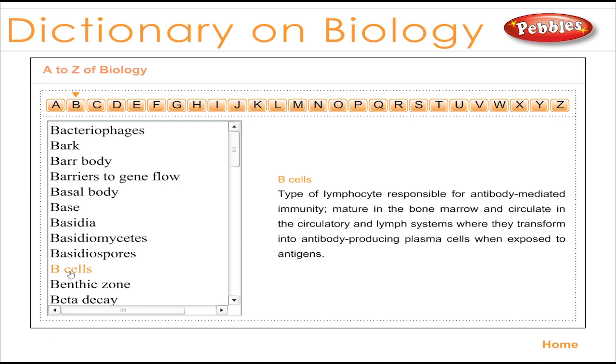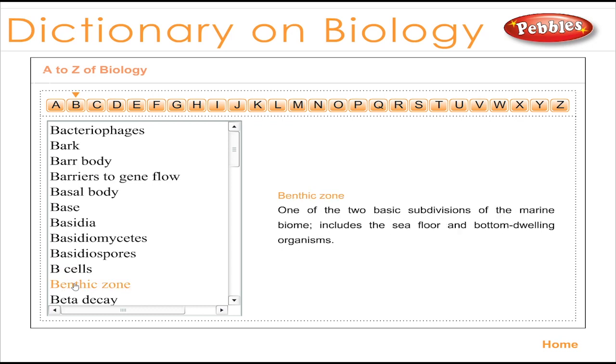B cells, types of lymphocyte responsible for antibody-mediated immunity, mature in the bone marrow and circulate in the circulatory and lymph systems where they transform into antibody-producing plasma cells when exposed to antigens. Benthic zone, one of the 2 basic subdivisions of the marine biome, includes the seafloor and bottom-dwelling organisms.